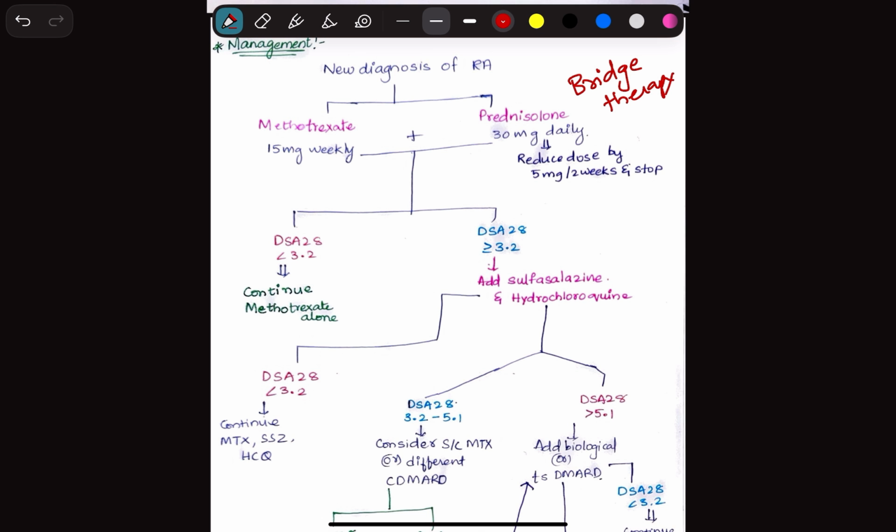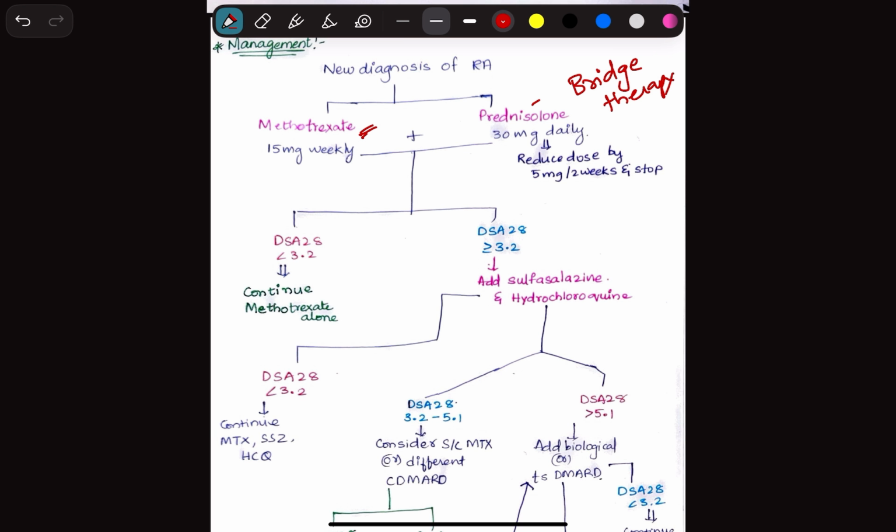Methotrexate takes at least 2 weeks to come into action. Till then, prednisolone, the glucocorticoid, will decrease the symptoms. It will keep the symptoms in check. After 2 weeks, we gradually decrease the dose and reduce it. Then the methotrexate can come into action.